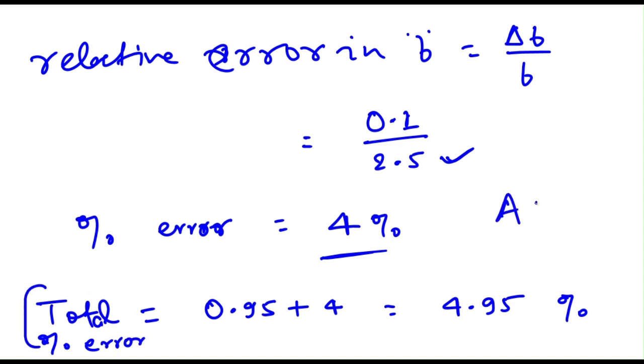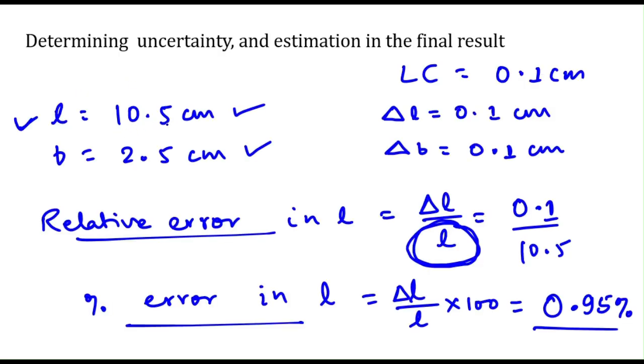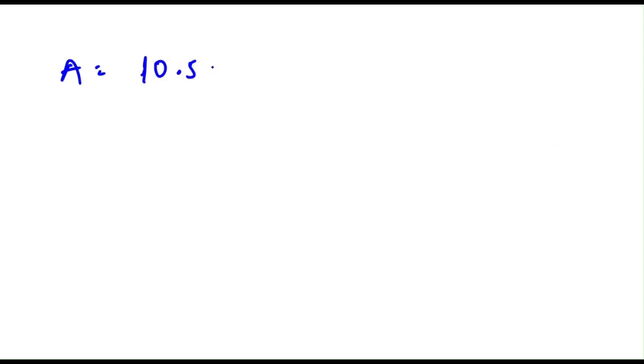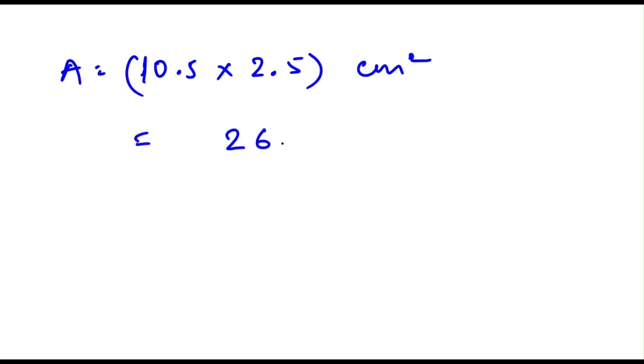We are going to find out the area, that will be length into breadth. Okay, so the area will be, let's check the value of length, it is 10.5 centimeter multiplied by 2.5 centimeter. So 10.5 into 2.5 centimeter squared. So the area will be 26.5 centimeter square.